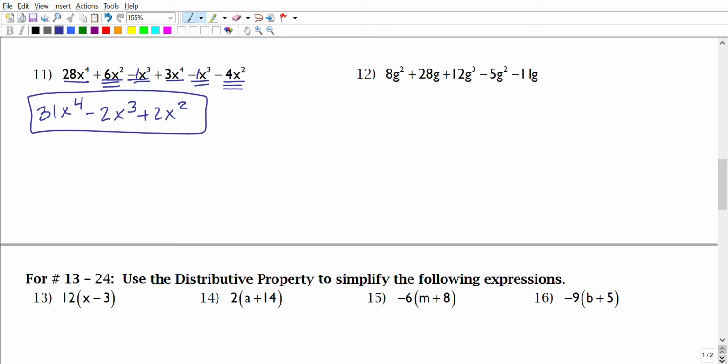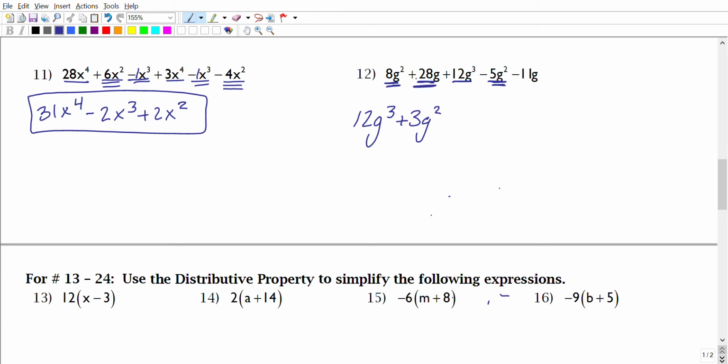Alright guys, so let's go ahead and combine a few like terms here if we can. But first, right off the bat, I see the highest degree here is g to the third, and actually there's no other g to the third, so I'm going to go straight to writing that g to the third. All right, so 12g to the third. Next highest ones I see is these g squared. So 8 minus 5 is a positive 3g squared.